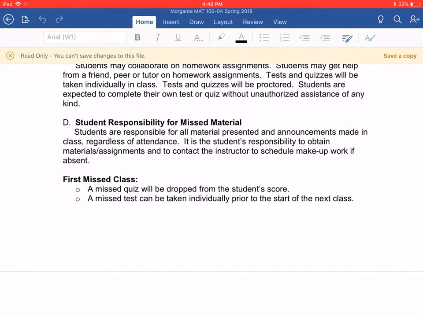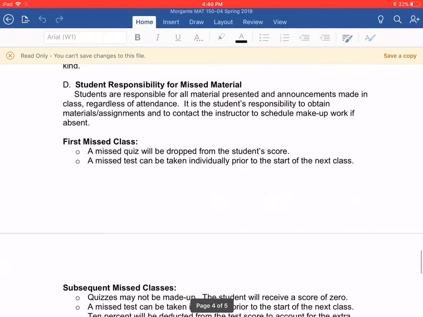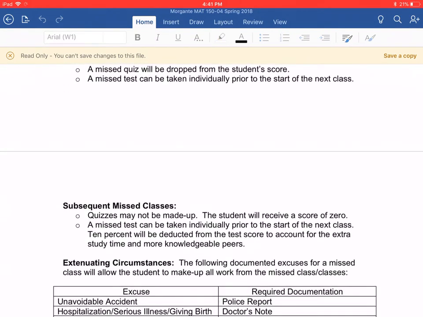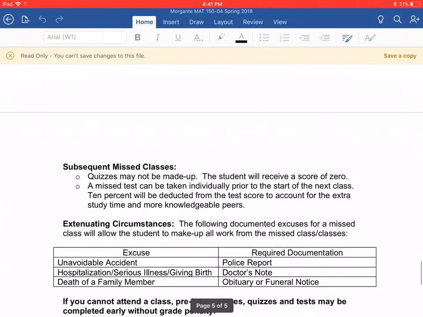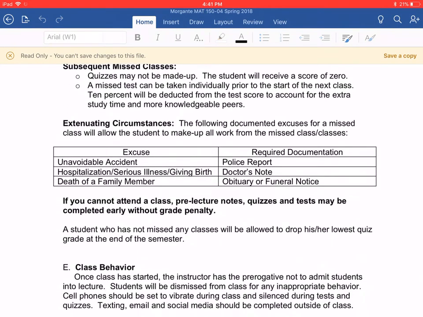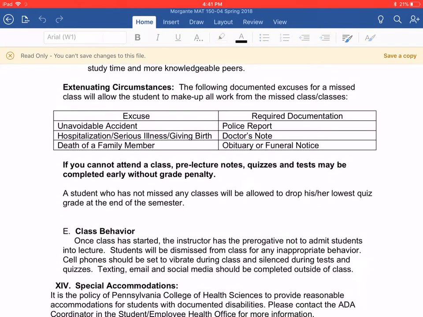Missed quiz will be dropped. Missed tests can be taken individually prior to the start of next class. If you miss again, the quizzes may not be made up. And missed tests can be taken, but 10% will be deducted. If you have extenuating circumstances, just bring in the required documentation. If you know ahead of time that you'll be missing class, please let me know.